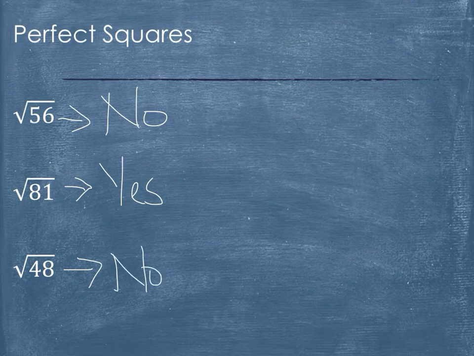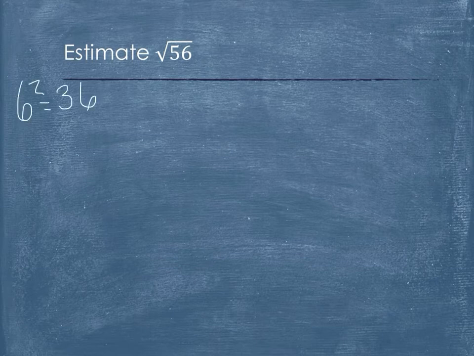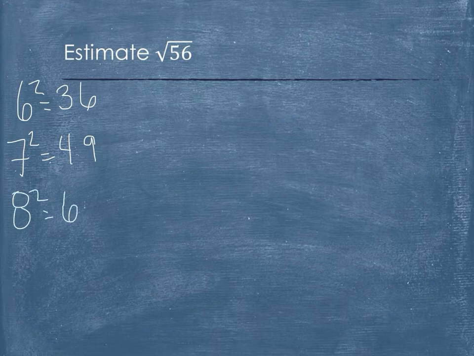Let's talk about how we estimate square roots. Let's estimate the square root of 56. Let's make that list again. 6 squared equals 36. 7 squared equals 49. We're still under 56, so I need to keep going. 8 squared is equal to 64. Now I'm over. So what I know is 56 goes somewhere right in here, which means my answer is going to be between 7 and 8.